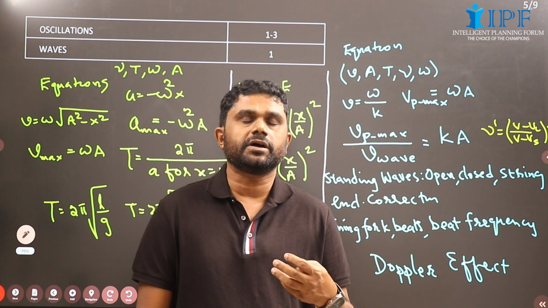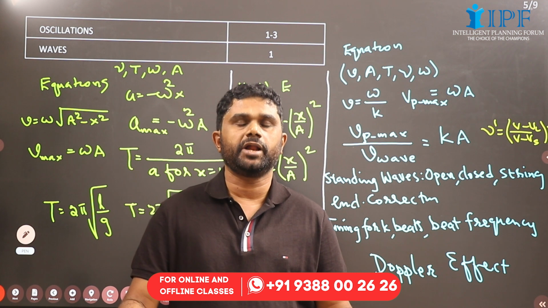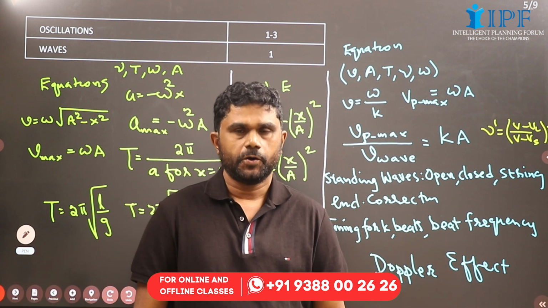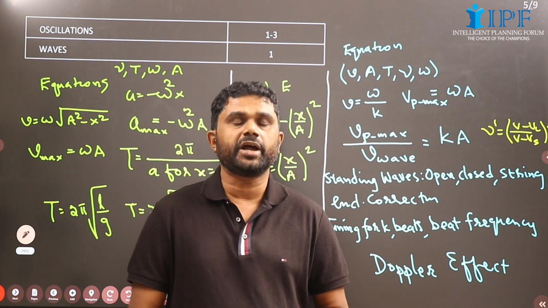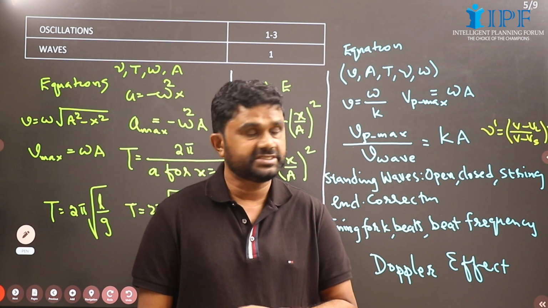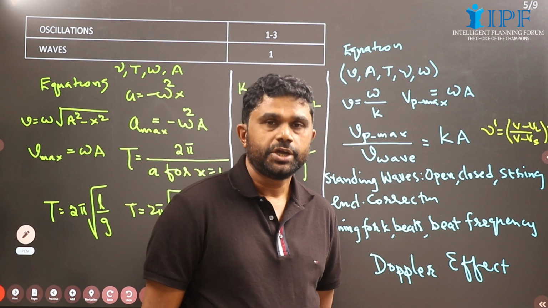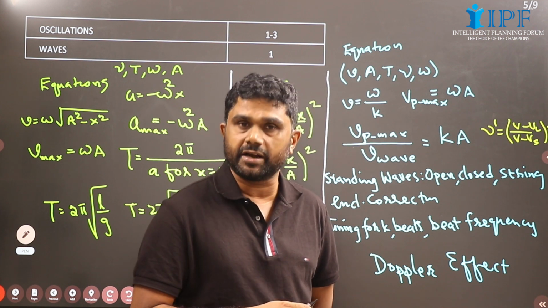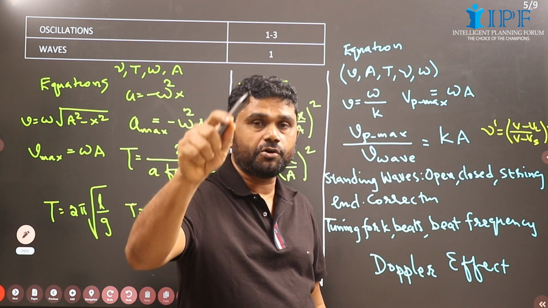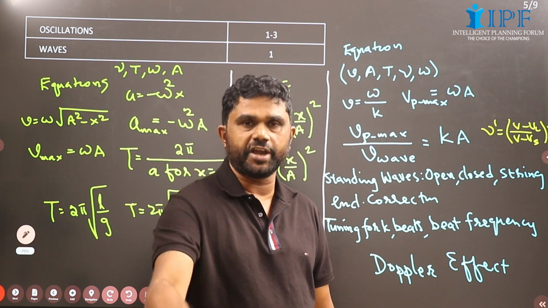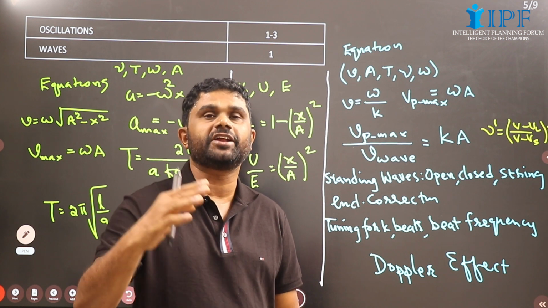See, you need not study the formula for each and every case. There is only one formula for all the cases. If you know that one formula, you can solve any question easily. That formula: nu dash equal to V minus VL divided by V minus Vs, into nu. Nu is the actual frequency and nu dash is the apparent frequency. V without suffix is the velocity of sound, the velocity of the wave. And Vs is the velocity of the source and VL is the velocity of the listener.